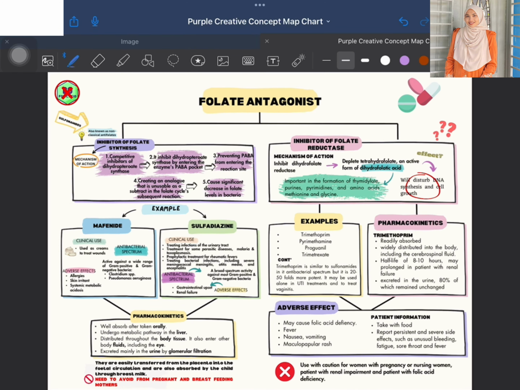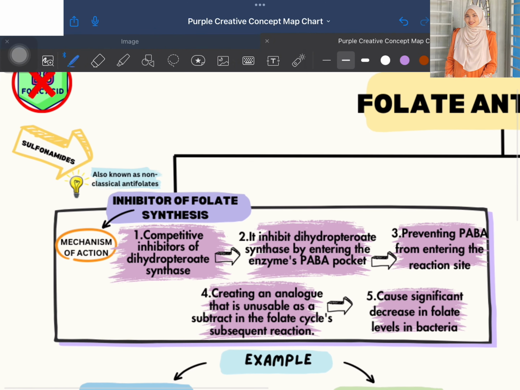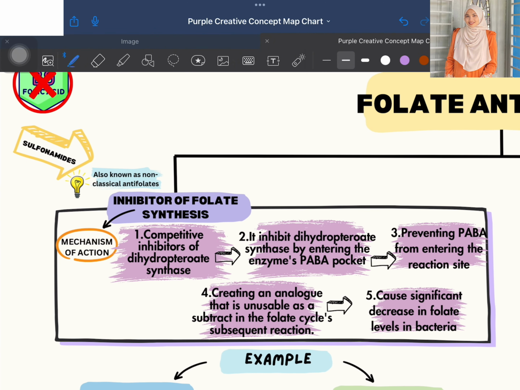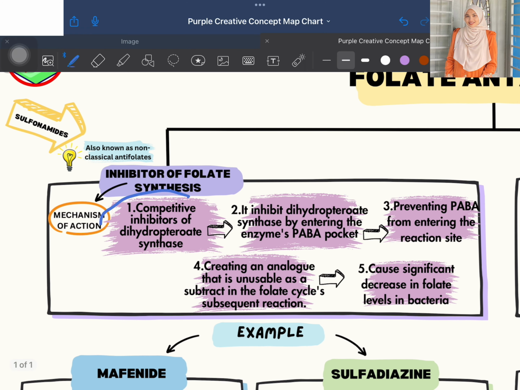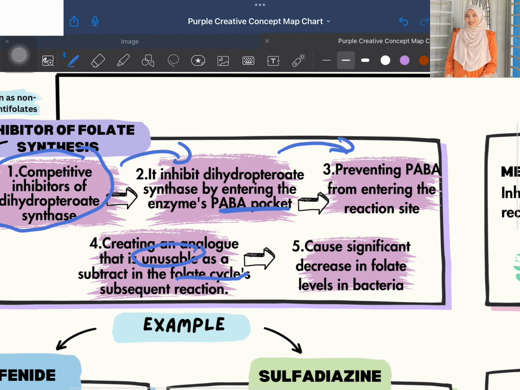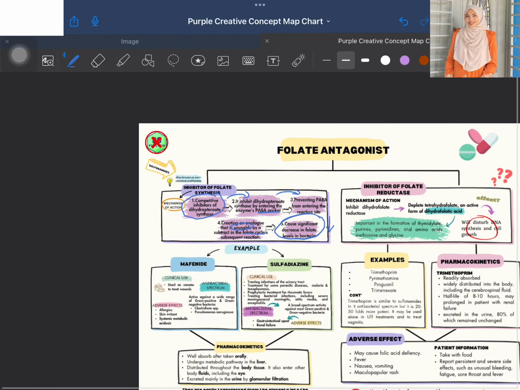Now, let's get into inhibitors of folate synthesis, also known as non-classical antifolates. Firstly is the mechanism of action. This drug is a competitive inhibitor of dihydropteroate synthase. It inhibits dihydropteroate synthase by entering the enzyme's PABA pocket, and then it will prevent PABA from entering the reaction site, creating an analog that is unusable as a substrate in the folate cycle's subsequent reactions, and this will cause a significant decrease in folate level.